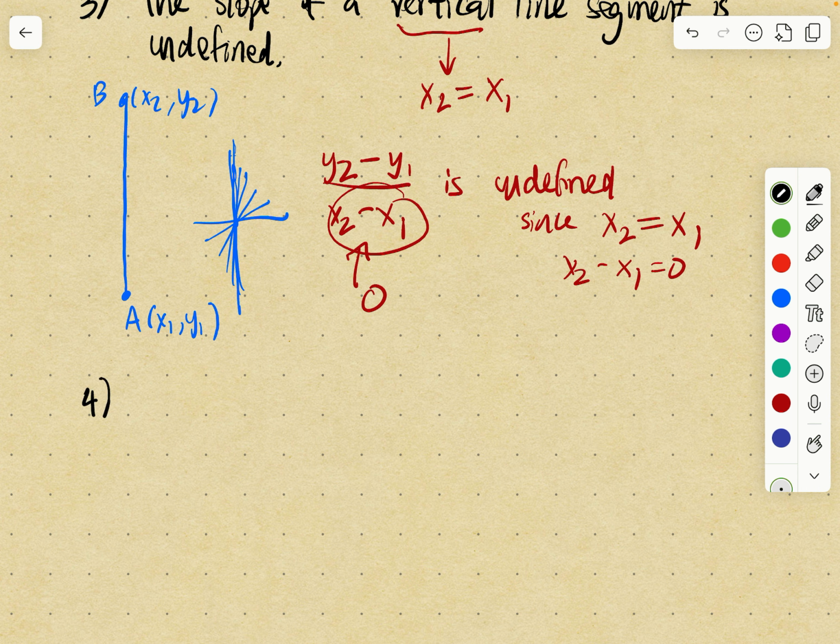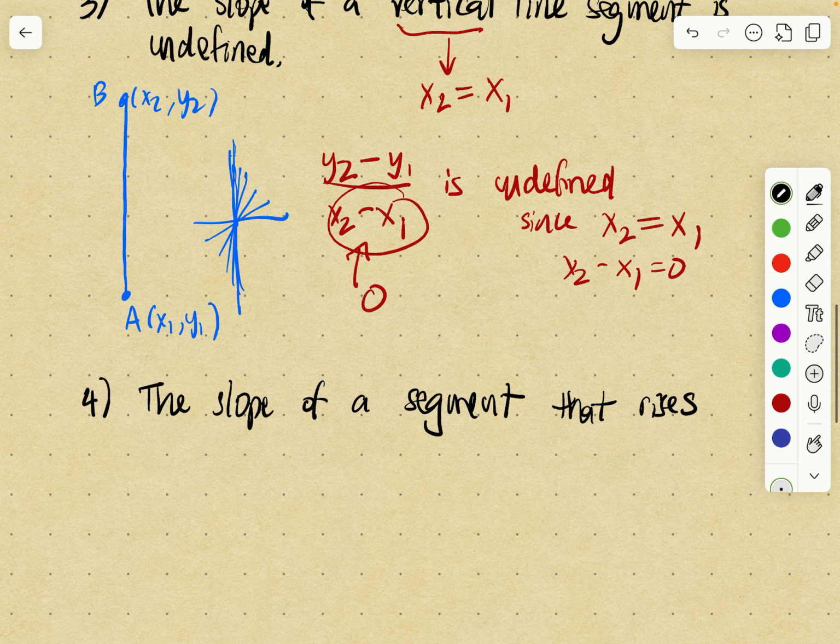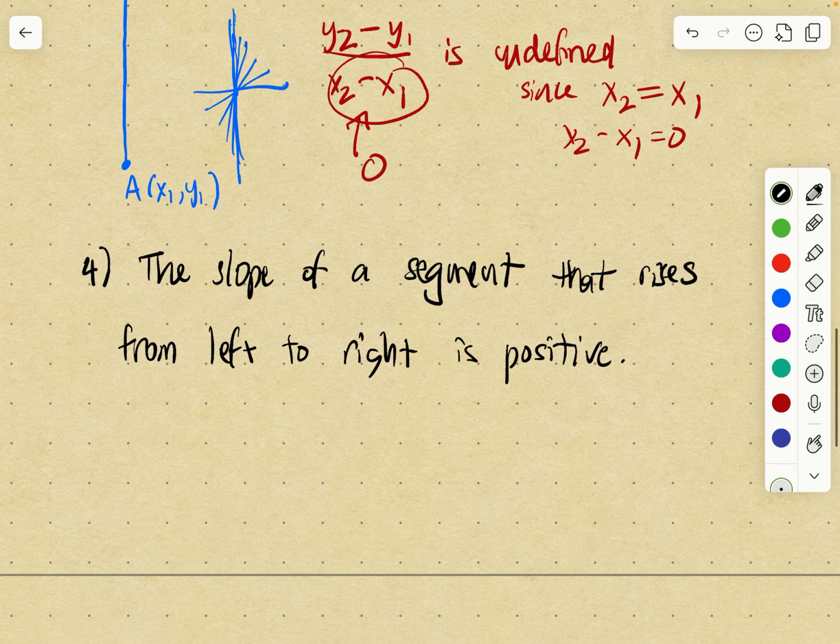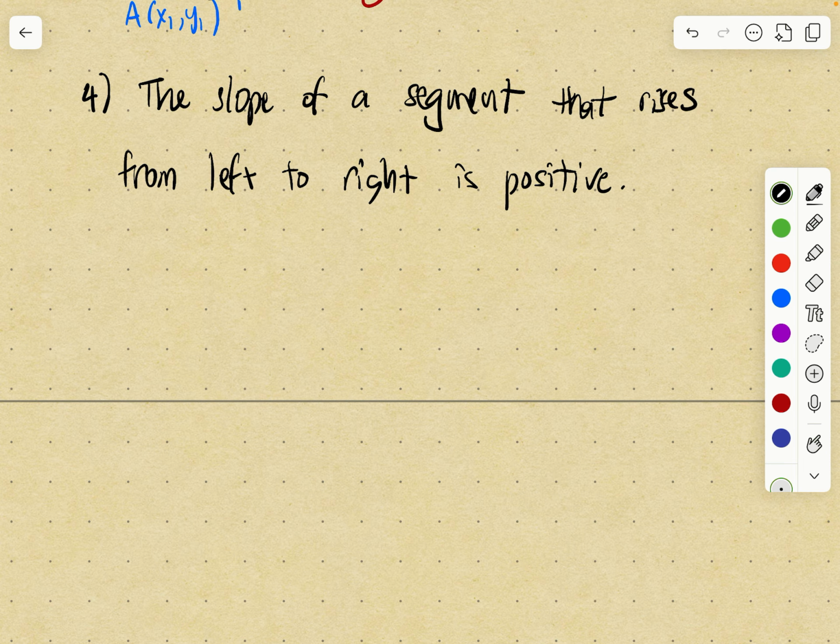And another fact is that the slope of a segment, meaning a line segment, that rises from left to right is positive. So if I have a line segment that's like this, that's rising from left to right, it has a positive slope. Now, why is that true?